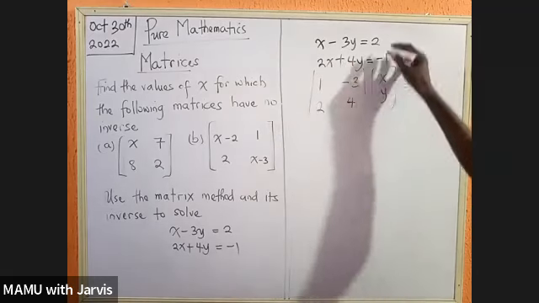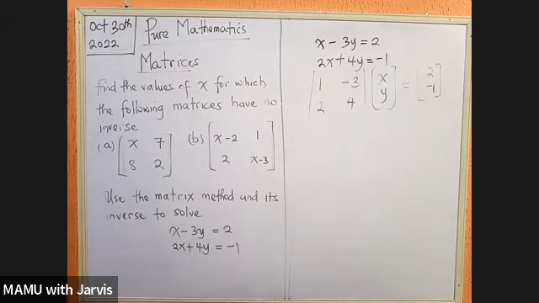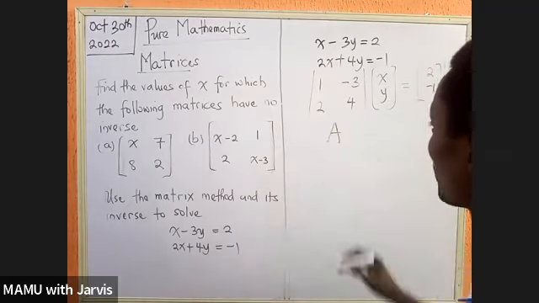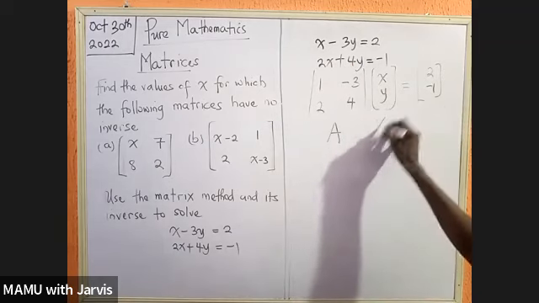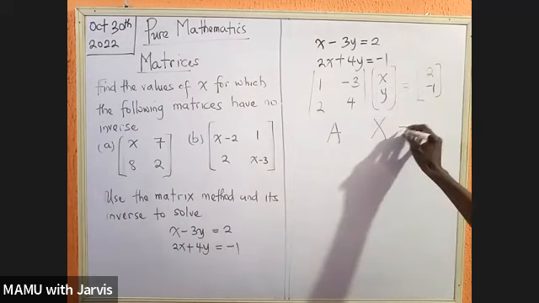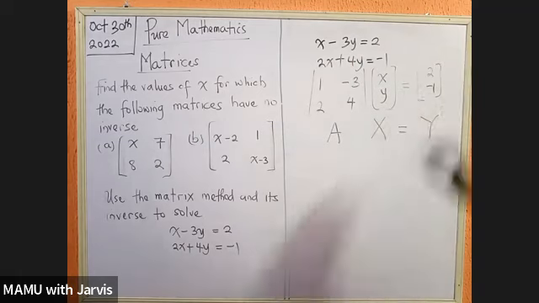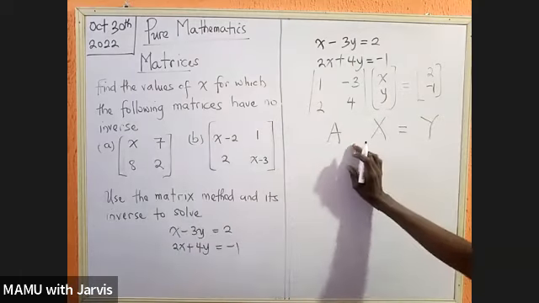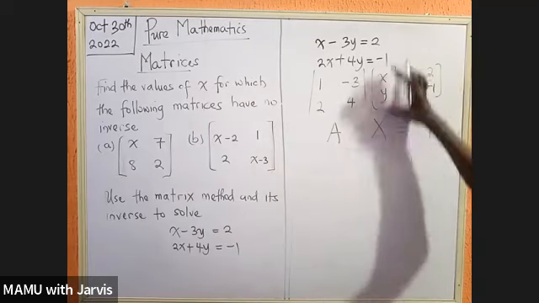And this will be equal to the matrix of 2, -1. Are we seeing that? The concept of matrix equation says that I would address this as A multiplied by X. I'll use the capital letter X to represent the matrix here, and equal to Y, the matrix I represent here. Now, if I use the method of matrix and inverse matrix, I cannot make X the subject of the formula, because that's what I'm looking for.